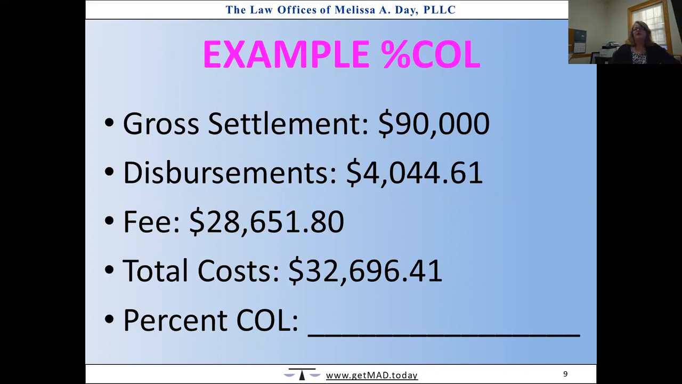Sometimes the fee comes off of the gross settlement. More often, it comes off of the settlement less disbursements, and it's governed by the fee arrangement that the claimant has with his or her attorney. So we determine, therefore, that total costs are $32,696.41, and that would be the disbursements plus the fee.